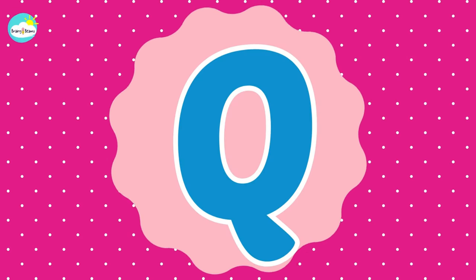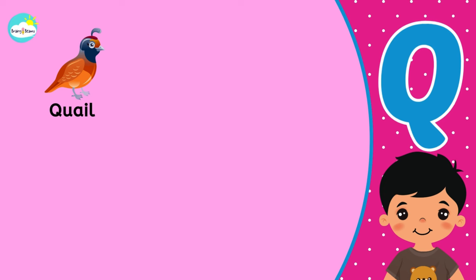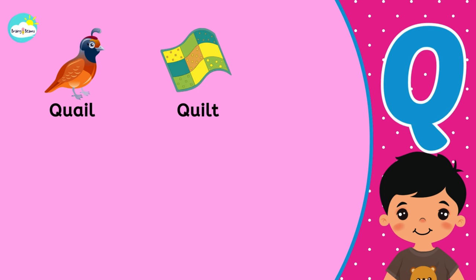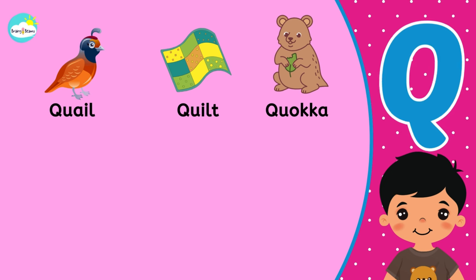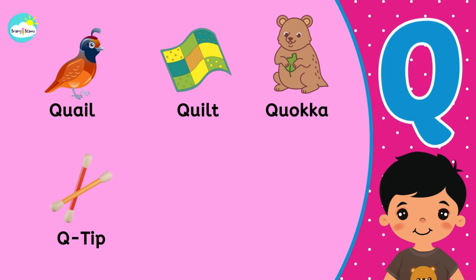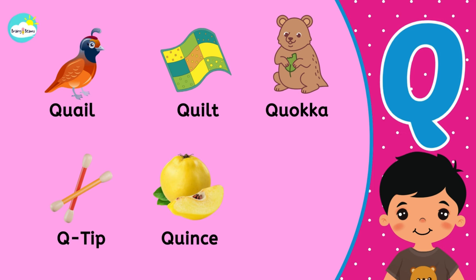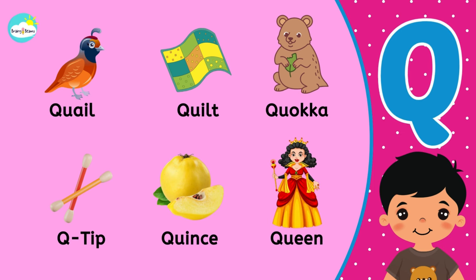Q. Q is for quail. Q is for quilt. Q is for quokka. Q is for Q-tip. Q is for quince. Q is for queen.